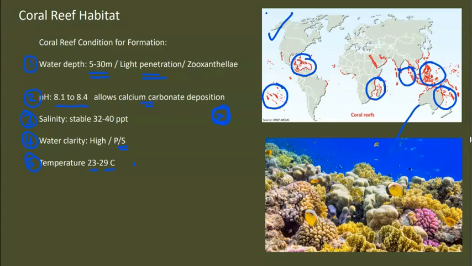Should any of these conditions be altered by either natural or man-made phenomena, then this will affect the corals. And of course, those with an interest in conservation and ecology and climate change will know that this is in fact happening, particularly water clarity and temperatures are being compromised, and this has led to severe coral damage around the world.